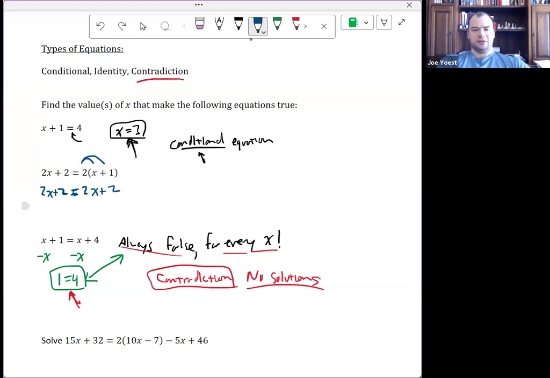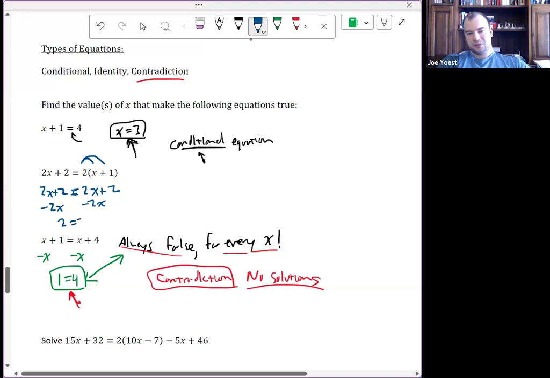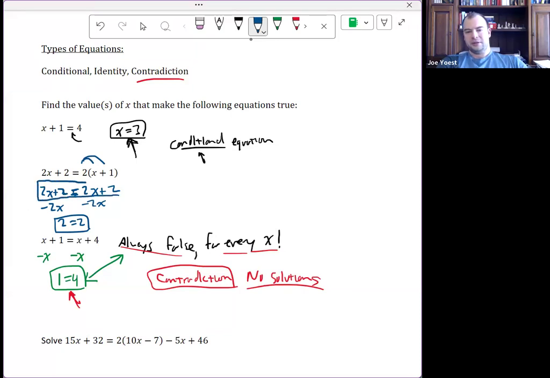Or another way I could think about it is I could apply an equation solving step here, subtract 2x, in an attempt to combine my variable terms together, but I just get 2 equals 2. Well, this equation, 2 equals 2, has the same solutions as this equation or as the original equation. It is always true.